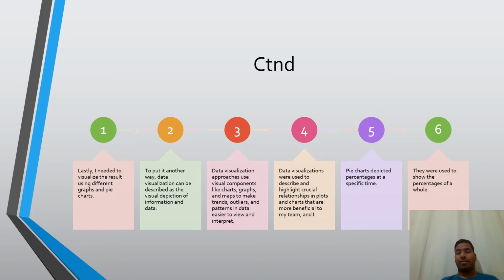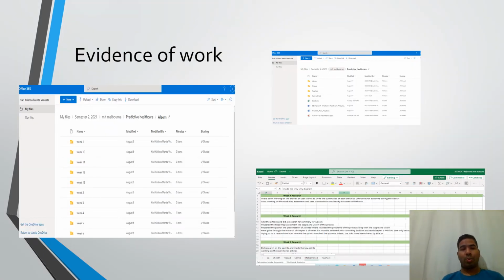The pie charts depicted percentages at a specific time, and they were used to show the percentage of the whole team. Moving on to the next slide, it's the evidence of work.